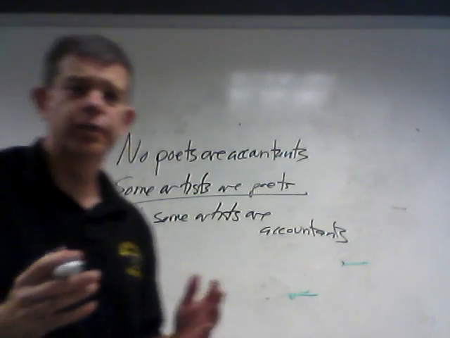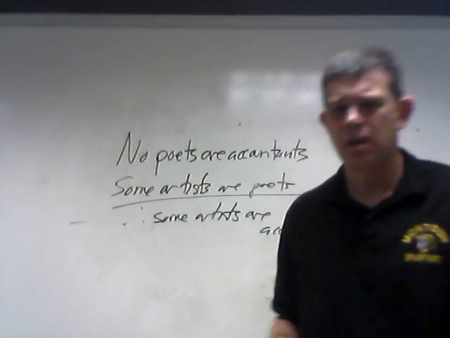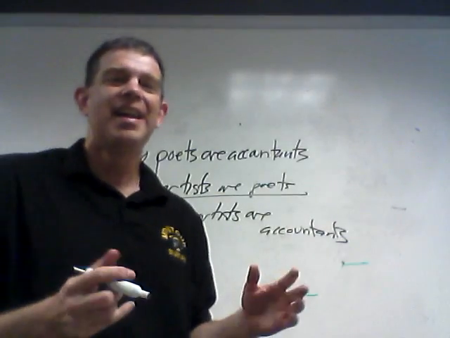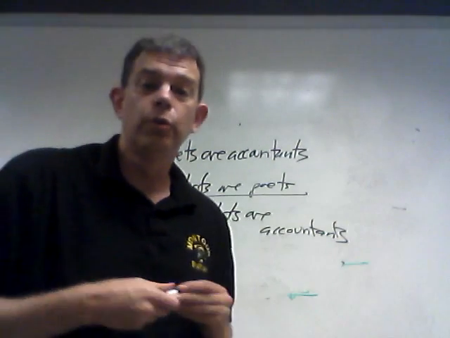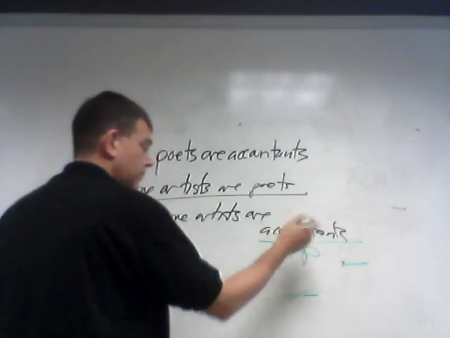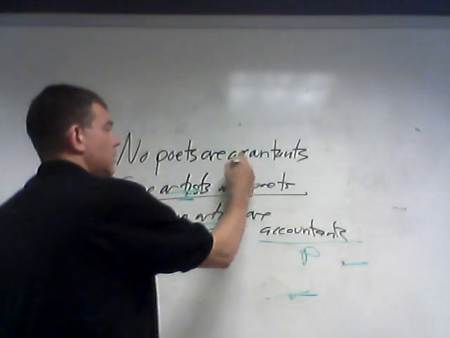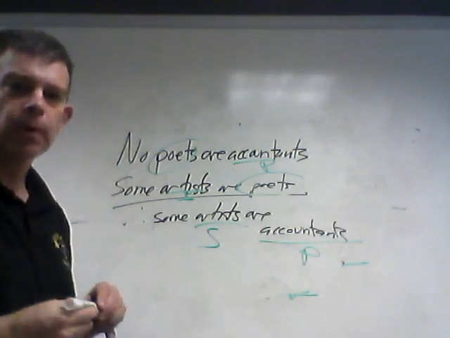Again, first thing we do is we look for terms. We have 3 terms: accountants, guys who do debits and credits; artists, people that do art; poets, people who make poetry, right? We check to see if the middle term is distributed at least once. And in order to do that, we just kind of break it down. We know this is our major term, accountants. We know this is our minor term, artist, right? S, P. We now know that poets is the middle term, right?